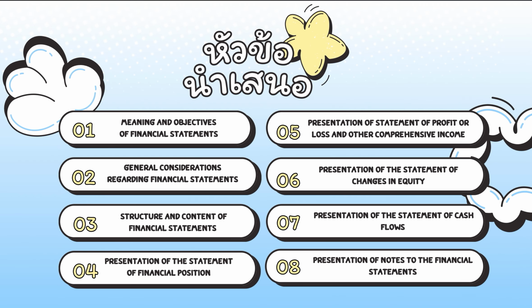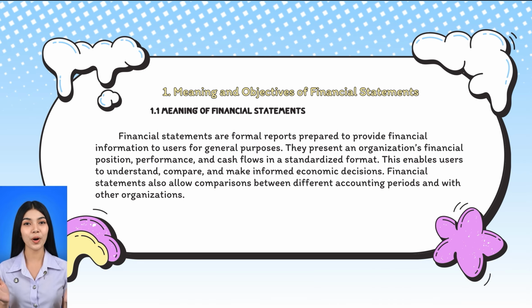Let's dive in. To kick things off, let's look at what financial statements actually are and why they matter. Definition: financial statements are formal, standardized reports designed to provide key financial information to various users. They reflect an organization's financial position, performance, and cash flows, making it easy to compare results across different reporting periods and against other companies. Primary objectives: the main goal is to deliver clear and structured data to help investors, creditors, and management make sound economic decisions.